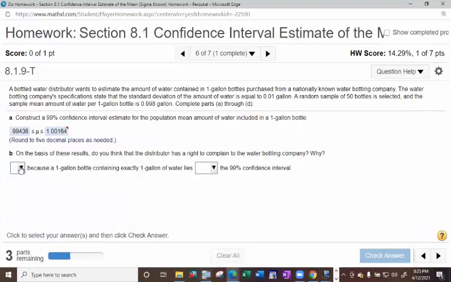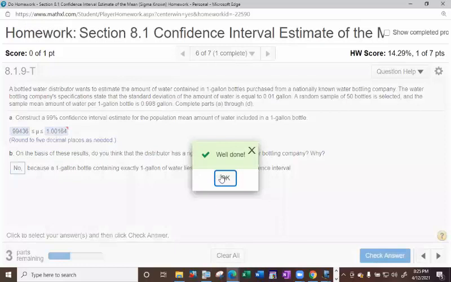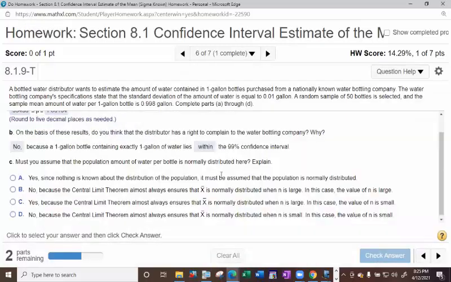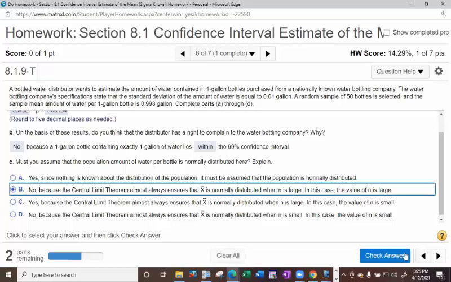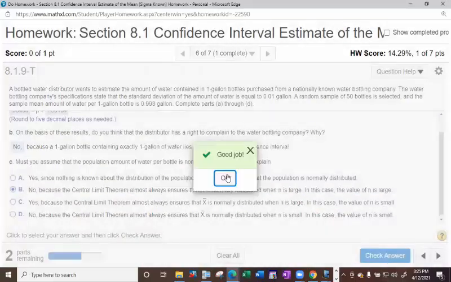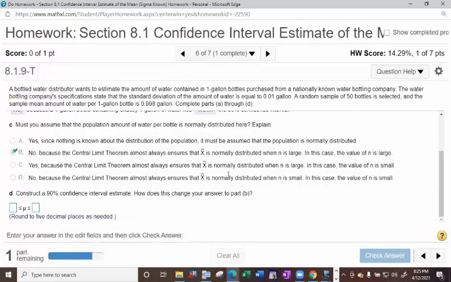Are they right to complain? No, because the 1 gallon fits in that interval. Well, now we know. Must you assume it's normally distributed? That's pretty much the same answer as the other one. 90%. Oh, great. We're going to whiff this again now.